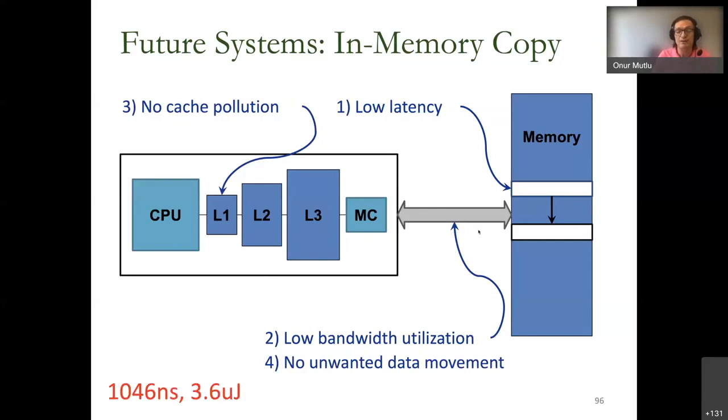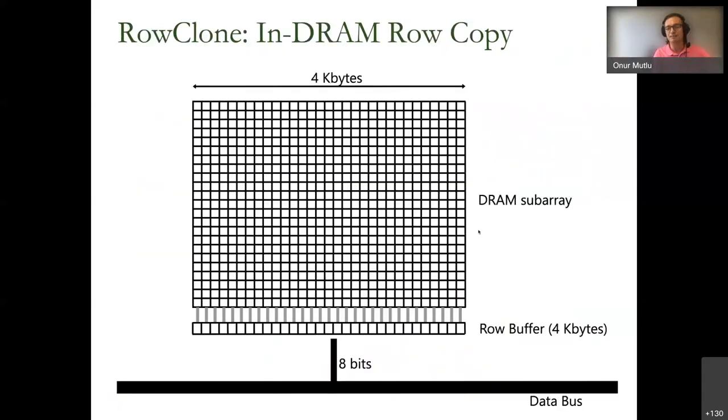And I'm going to show you a mechanism very quickly at a high level that takes us from 1,000 nanoseconds to 90 nanoseconds, more than an order of magnitude improvement, and from 3.6 microjoules to 0.04 microjoules. And the idea is very simple. At the core of it, in DRAM, analog operational principles enable you to do this. In fact, you can do this in real DRAM chips without changing the DRAM interface today, as we have shown and as others have shown before us as well.